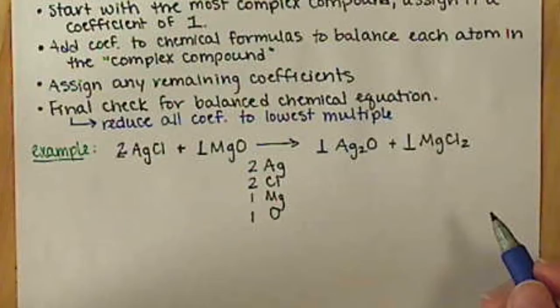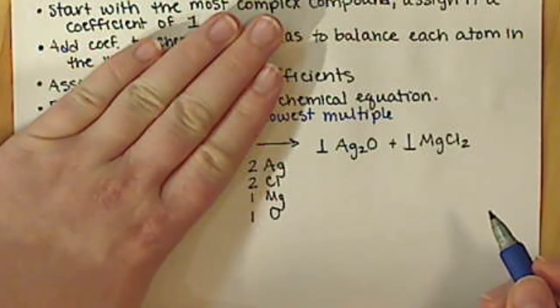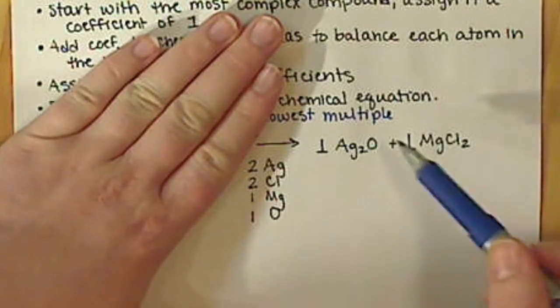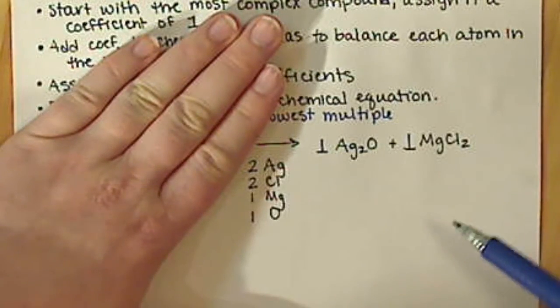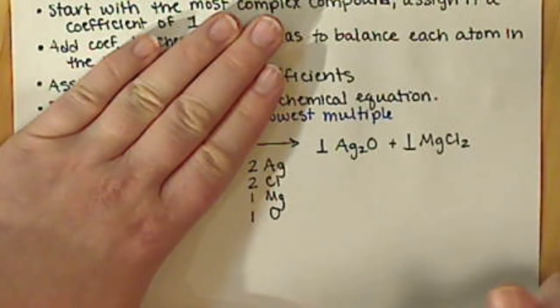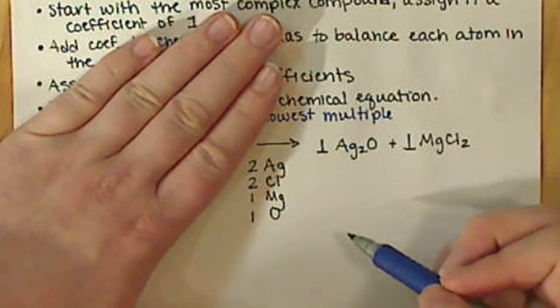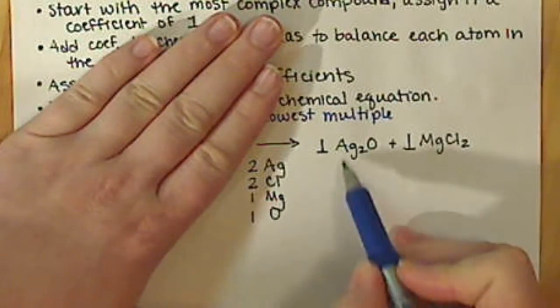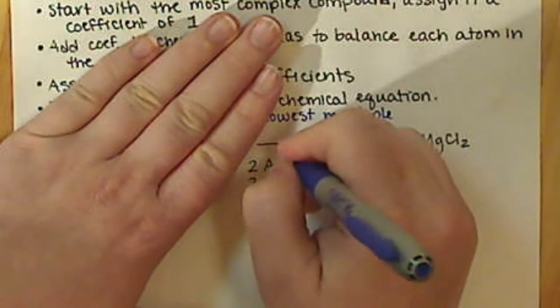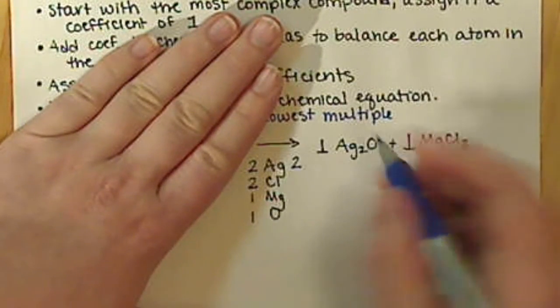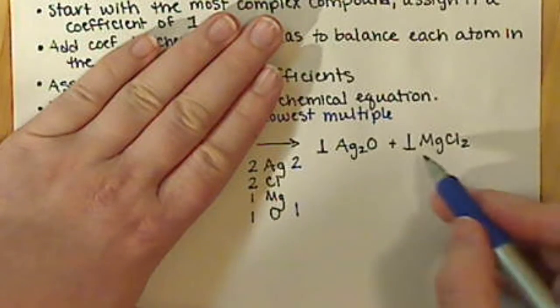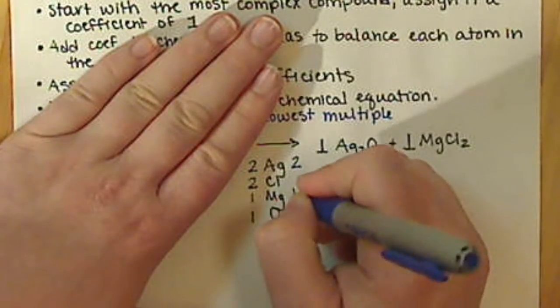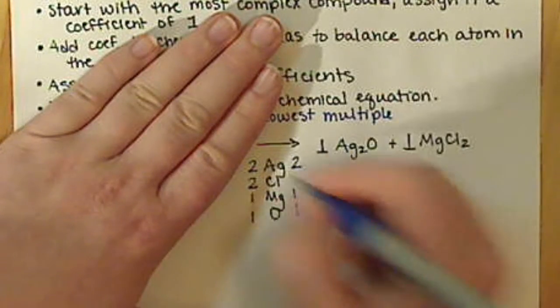Now I do the same thing, covering up the left-hand side now. No cheating. The reason why I say no cheating is because if you made a mistake and you cheat during this step, you're most likely to make the same mistake. So if you don't have self-control, really do cover it up with your hand. So I have 2 silvers, I have 1 oxygen, 1 magnesium, and 2 chlorines.